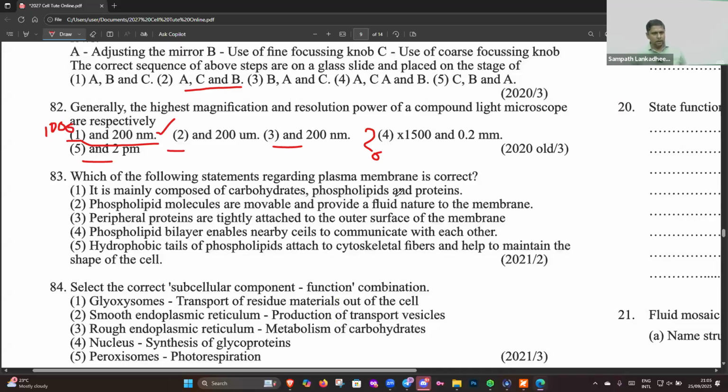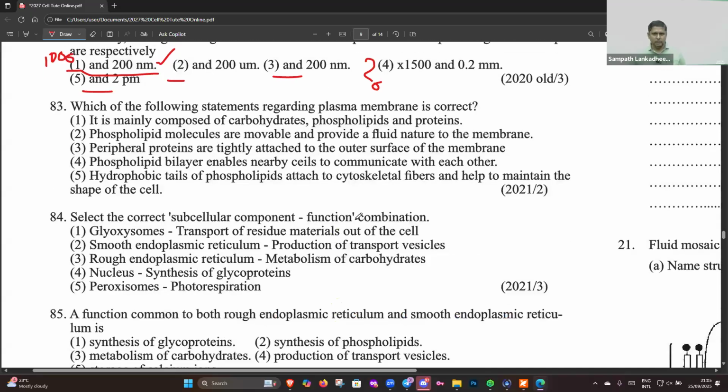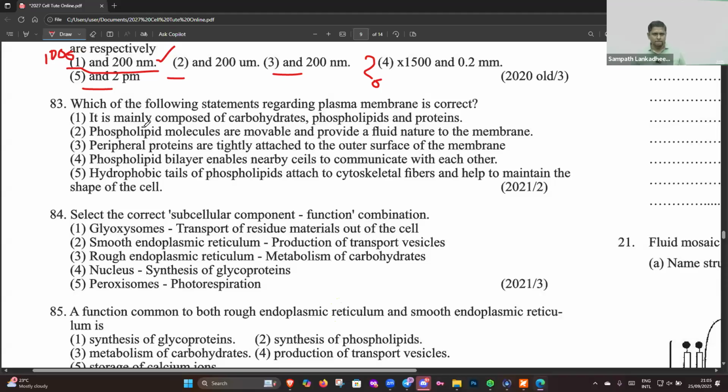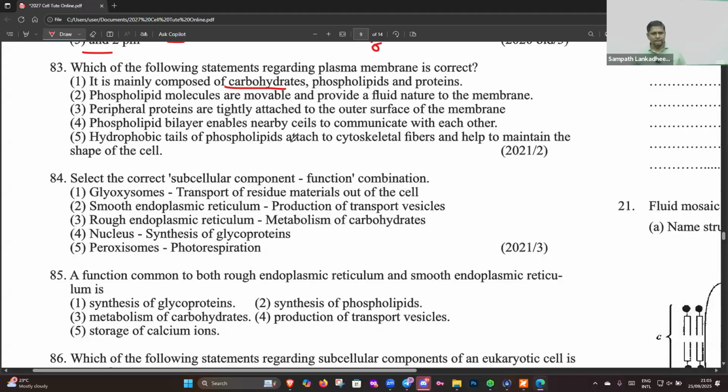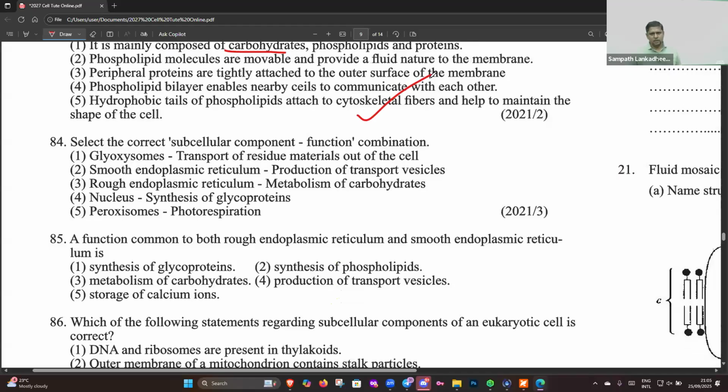And then, people, which of the following statements regarding plasma membrane is correct? Mainly composed of carbohydrate, phospholipids, and proteins. Mainly composed of carbohydrates. No. We discussed this question before, neither. Wrong. Peripheral proteins are tightly attached. We discussed this question. Please check.